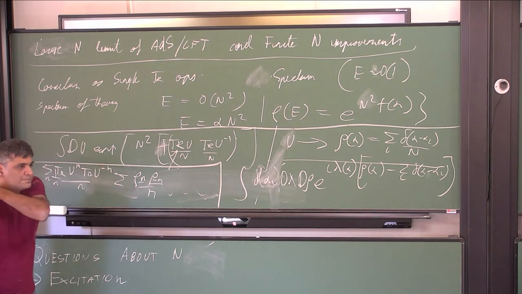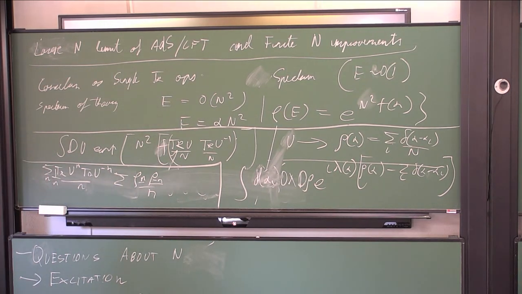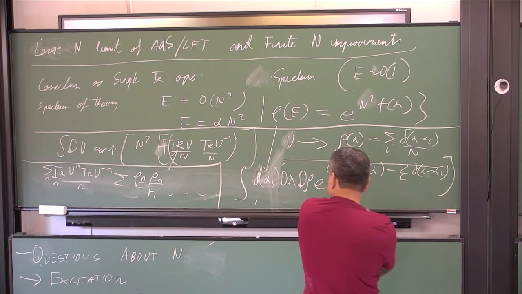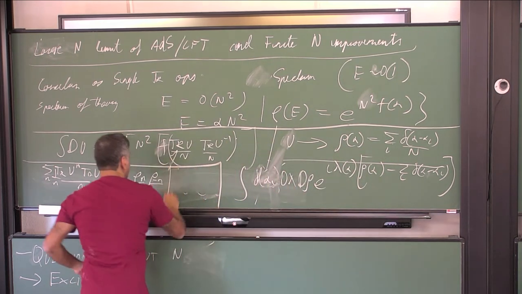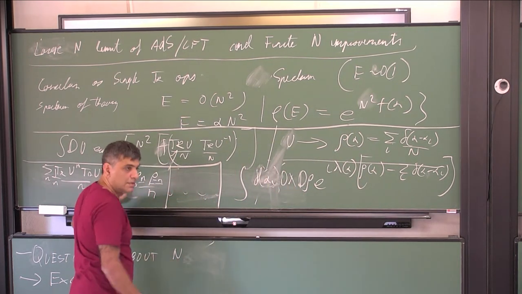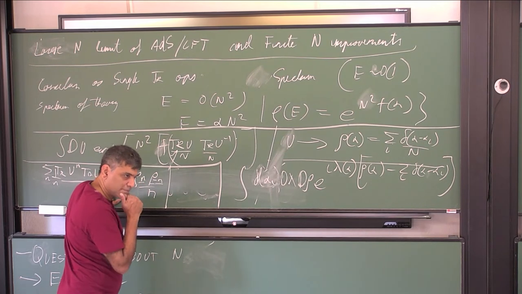In the action, if you look at which part depends on alpha i, you see that alpha i only shows up in e to the i lambda alpha i, because you have e to the i lambda alpha i times the delta function. If you do the alpha integral, you evaluate lambda at the position alpha i. So that part is written purely in terms of rho, so let's forget about it.